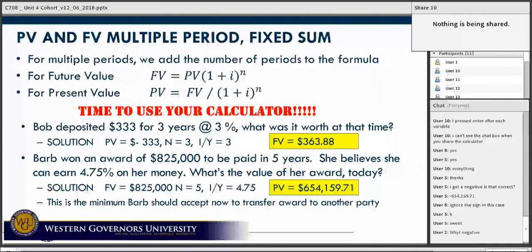So this is the minimum she should accept now. Why negative? Because the calculator assumes that if you're going to receive something in the future, you'd have to lay something out now. So in this case, what we're basically saying is, how much would Barb accept to transfer that award? It's like, hey, I'm going to be paid $825 in 5 years. In order for me to sign that over to you, you'd have to lay out $159.71 for me to sign the paperwork. So somebody would have to lay that out so that Barb would transfer that cash flow to them.